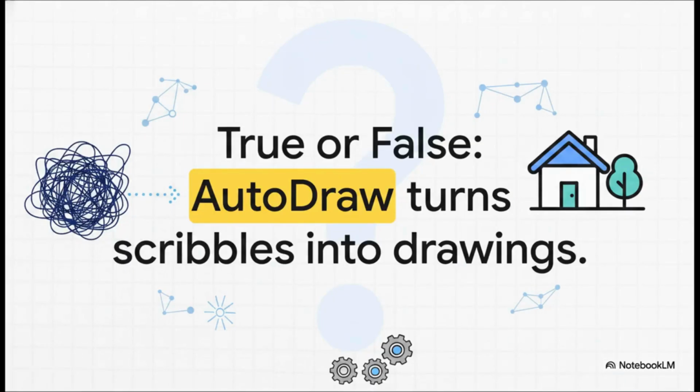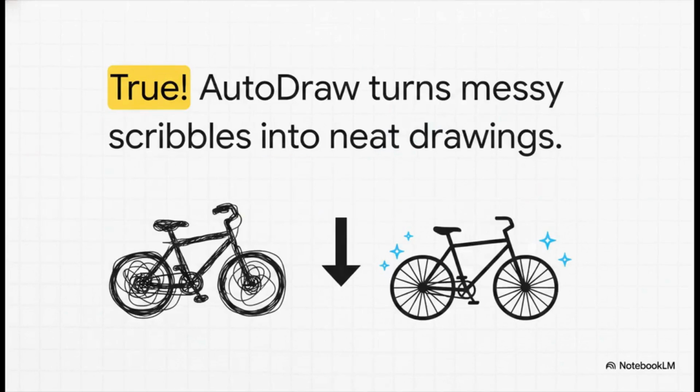Here's a true or false question based on that software we just explored. AutoDraw can help turn your messy scribble into a neat drawing. What do we think? Is that true or false? That is 100% true. Remember our little bicycle doodle? We drew 2 wobbly circles and a line, and the AI swapped it out for a pristine, neat graphic. AutoDraw is absolute proof of that statement.